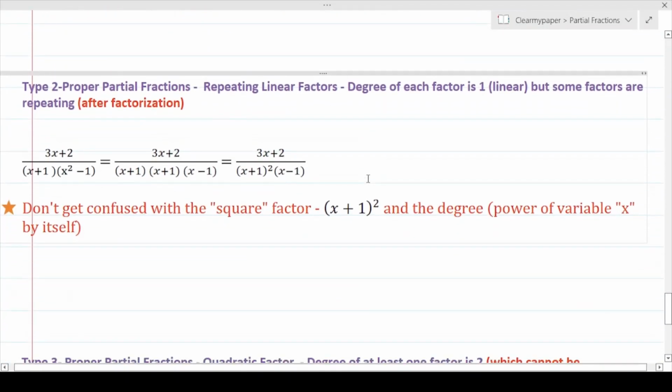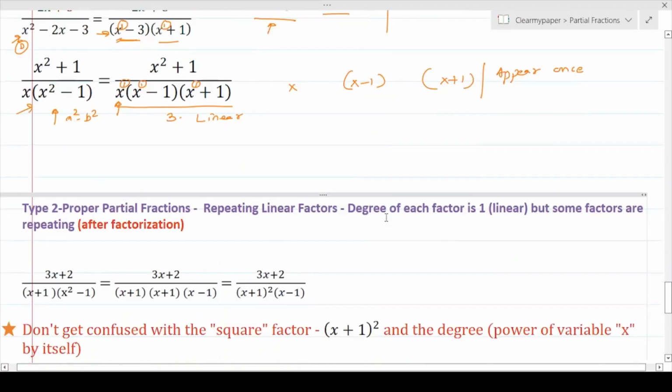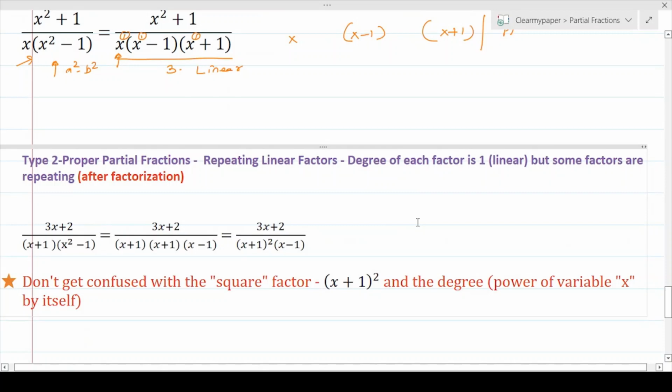In type 2, it's exactly similar to type 1, but instead of non-repeating, it could be repeating in nature. So what is type 2 of proper partial fractions? They are repeating linear factors. Okay, and what does it mean? Let's take an example over here. In this case, at the bottom, if you see, there is one linear factor and one quadratic.